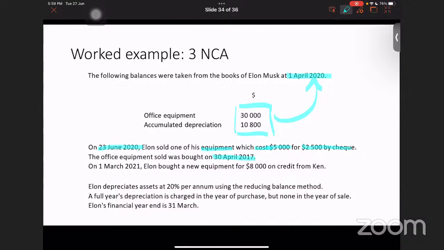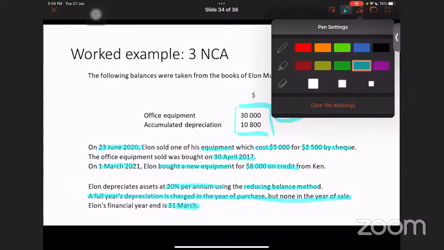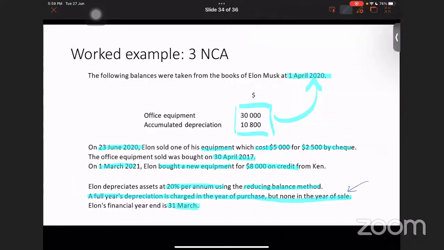Then we go on to say that on 1st March 2021, they buy new equipment for 8,000 on credit. Here, 20% using reducing balance method, full year depreciation charge in the year of purchase and none in the year of sale, our year end 31st March. So essentially what this sentence means is that regardless of which year we buy, I will still count it as 12 months. Although in the first year I only use it for 3 months, I will still count the full 12 months.